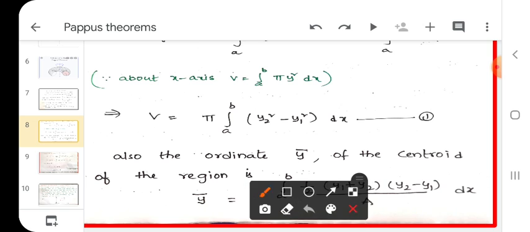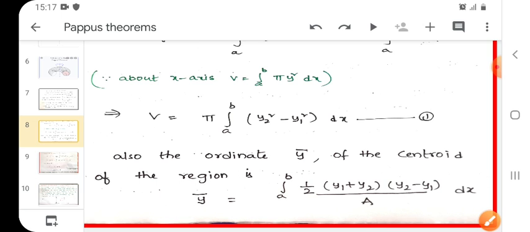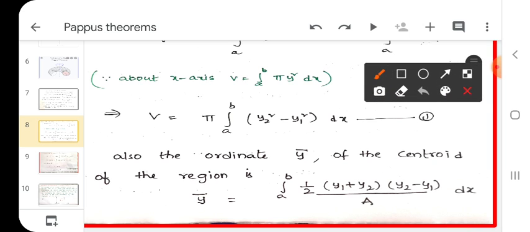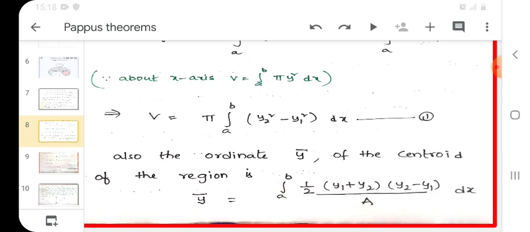This is the formula of the centroid of the region: y bar equals integral a to b half y1 plus y2 into y2 minus y1 by A dx. This integral is only on the numerator, not in the denominator. Okay, this is the numerator. This is the centroid of the region formula.